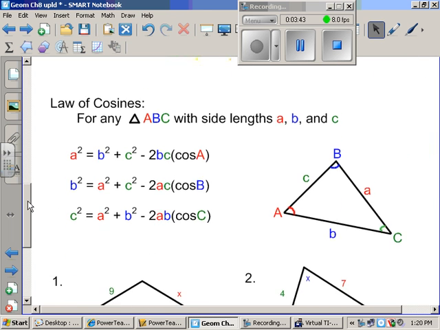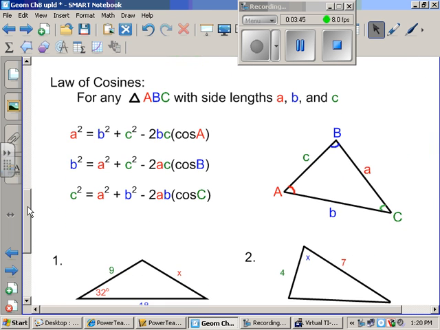Okay, and then the law of cosines is a little more complicated, but it's still really kind of just plug and chug. It's based on the idea that you've got a squared. It uses the Pythagorean theorem and the cosine to come up with the difference when it's not a right triangle. So whichever side you're looking for, you just follow this formula.